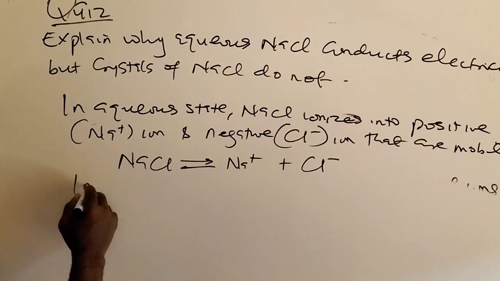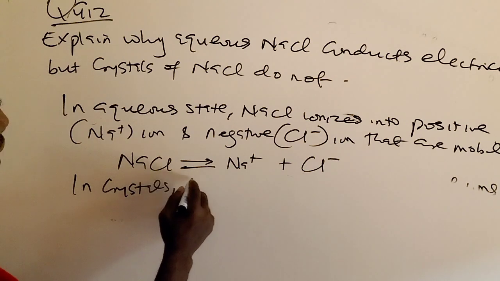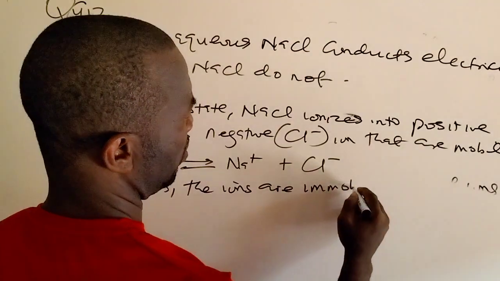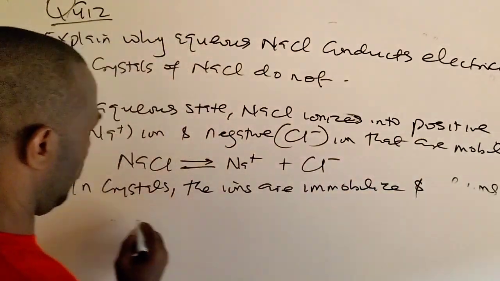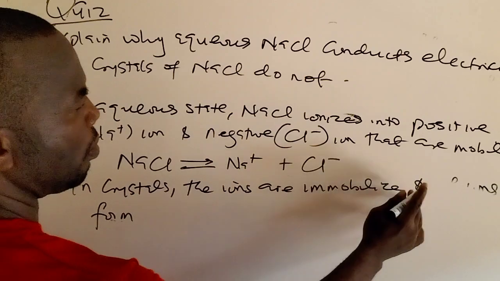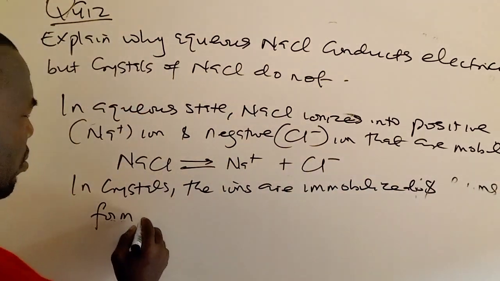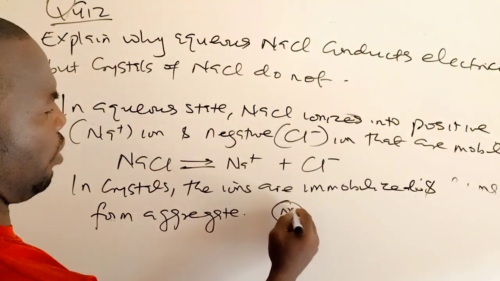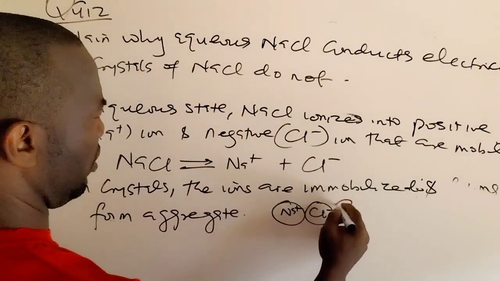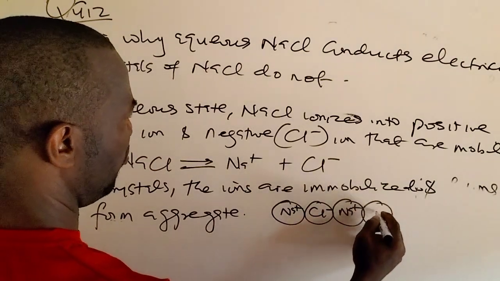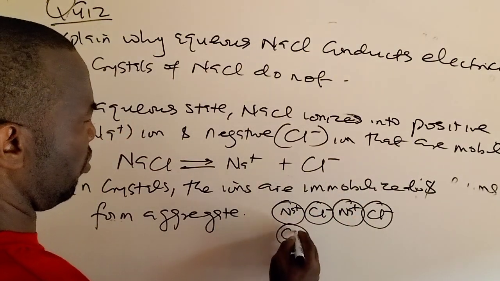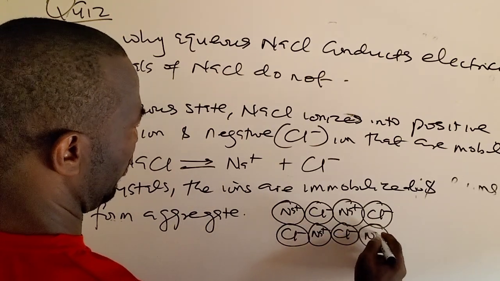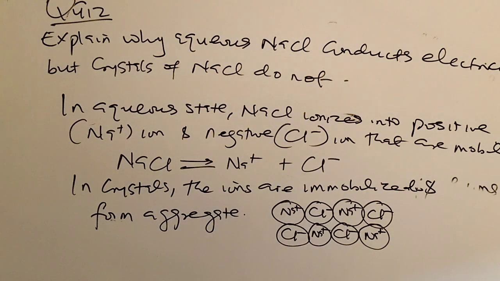But in crystals or in solid state, the ions are aggregated or immobilized and form aggregates. In crystal state or solid state, the ions are just connected to each other, bonded. So there is no freedom of movement. Immobilized, they are not moving. So they cannot conduct electricity in this form. Aggregate of ions, so they can't dissociate in this form.